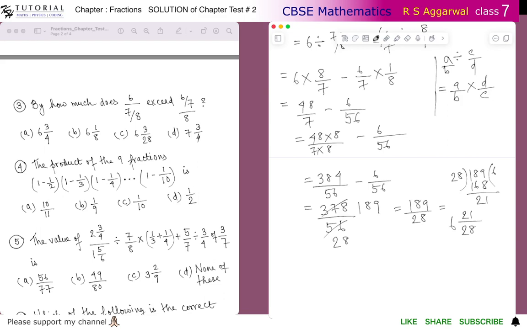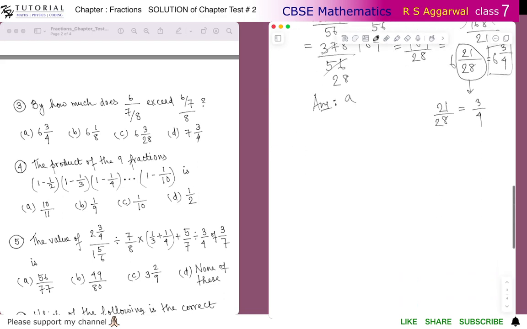Okay, now we can further reduce the proper fraction. This is a mixed fraction, and this is the fractional part. We can further reduce this. 21 upon 28, we can cancel with 7, so this is 3 by 4. So this becomes 6 and 3 by 4. This is the answer, and so the answer is choice A.